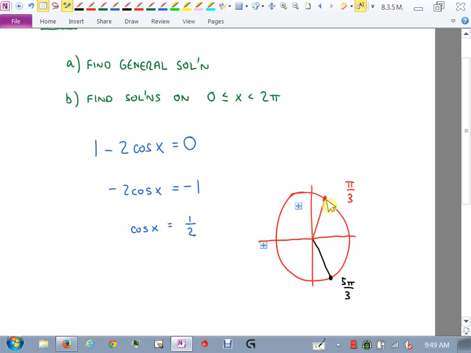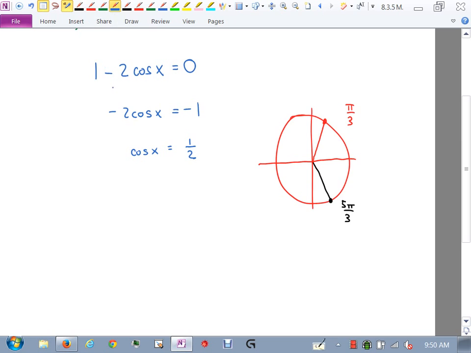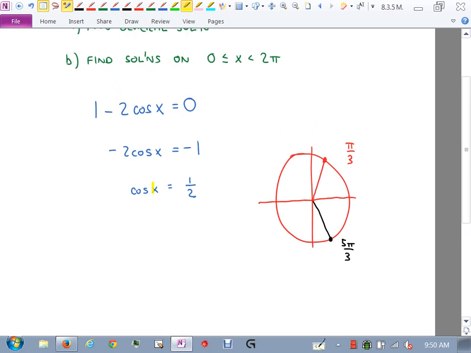How am I going to write this general solution? Starting with pi over 3, whatever my argument was, my argument here is x. Whatever that argument is has to be equal to pi over 3. But we could also go all the way around and get back to pi over 3. So I need to add to this what? 2 pi k. Is that the only thing that would make this true? No, you've got to get to 5 pi over 3 also. So I could also say, or x could be equal to 5 pi over 3 plus 2 pi k.